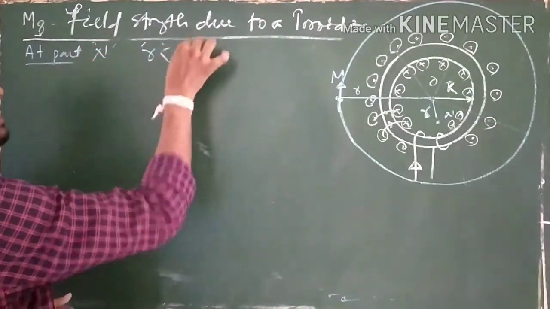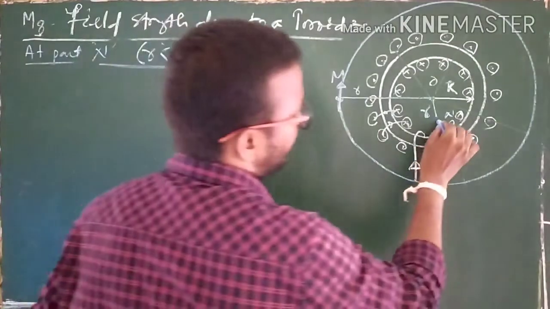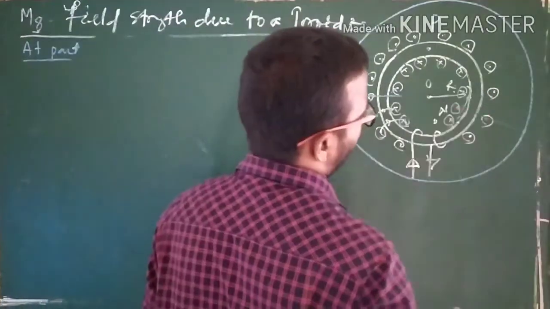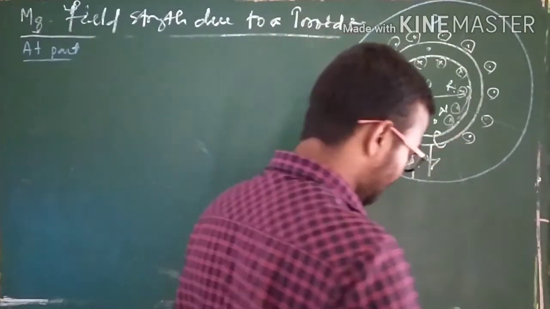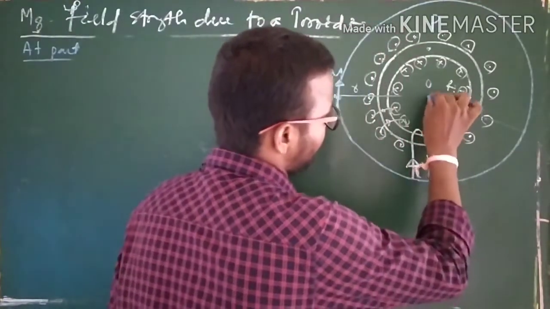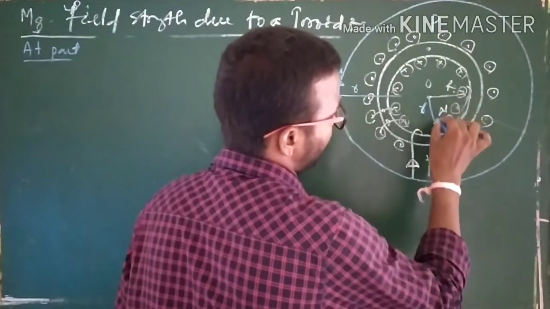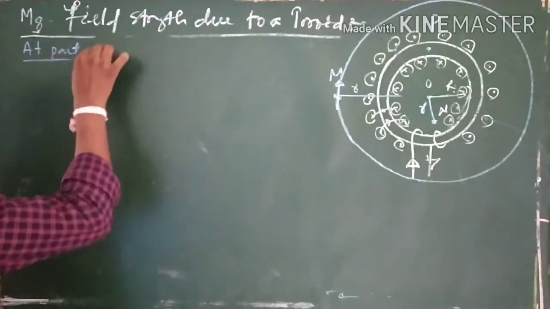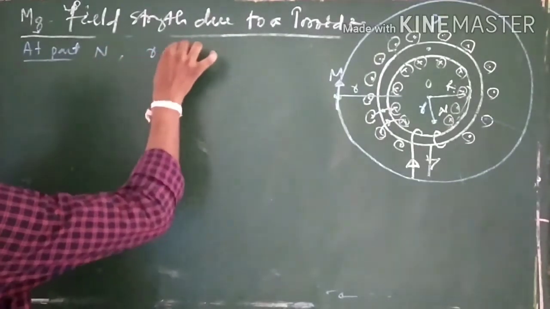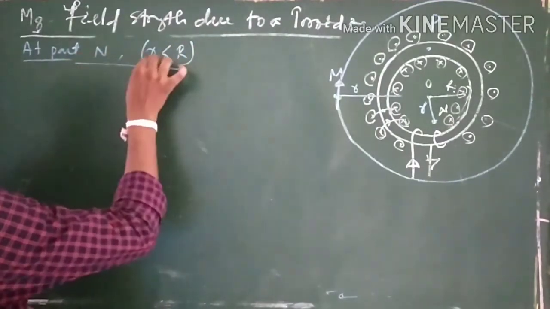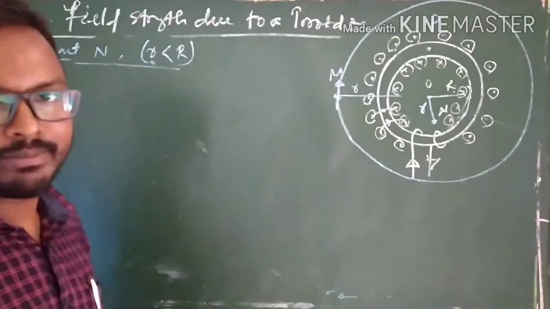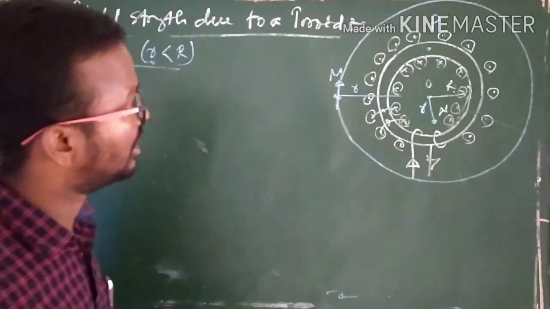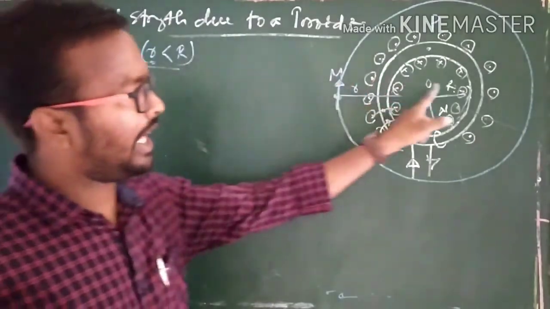That is, small r is less than capital R. That is inside the toroid, and this small r is less than capital R, the radius of the toroid. Now this distance is r, where we have to find the magnetic field strength. That means at point N, this point is less than capital R. What is r? Small r means where we have to find the magnetic field strength, and capital R means the radius of the solenoid, the radius of the toroid for an ideal toroid.